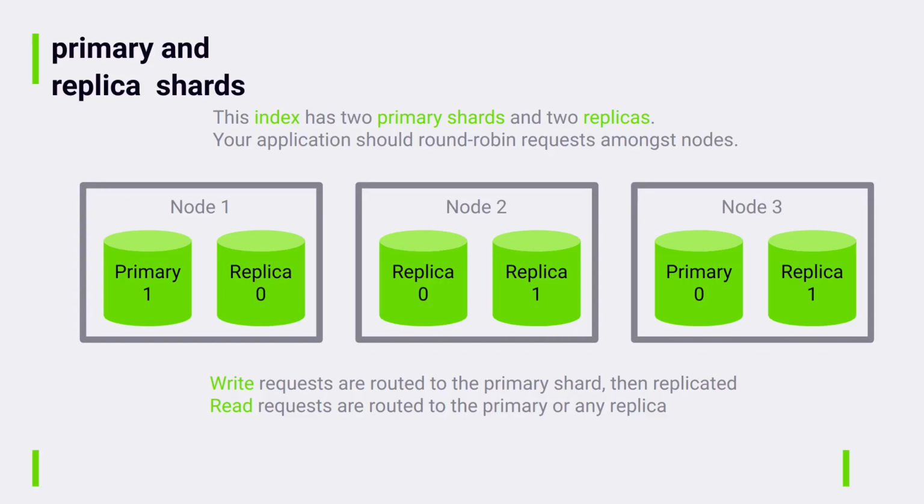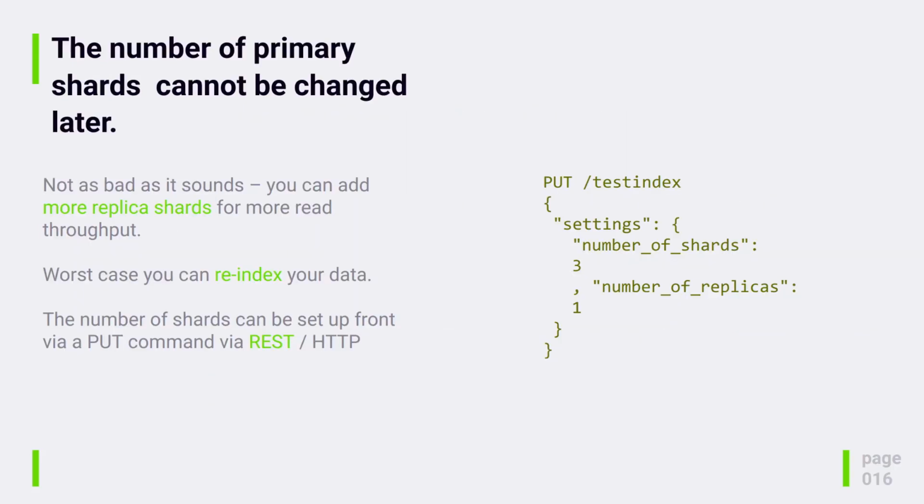Another point I would like to mention here is that this group of primary and replica shards is known as a replication group. This is a common term you may come across in future. Another point is that the number of primary shards cannot be changed later. Once, while indexing, you declare the number of primary shards, they'll be fixed. You can't change them later.